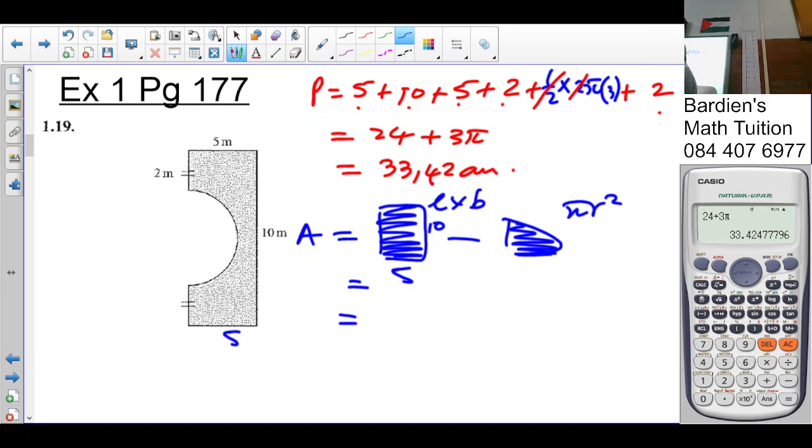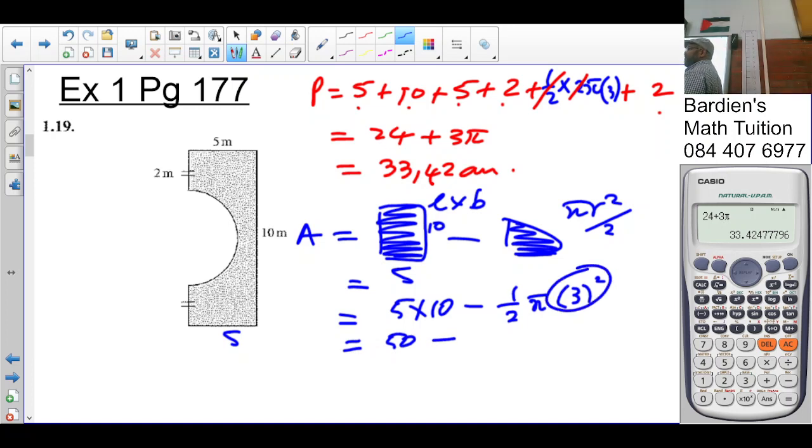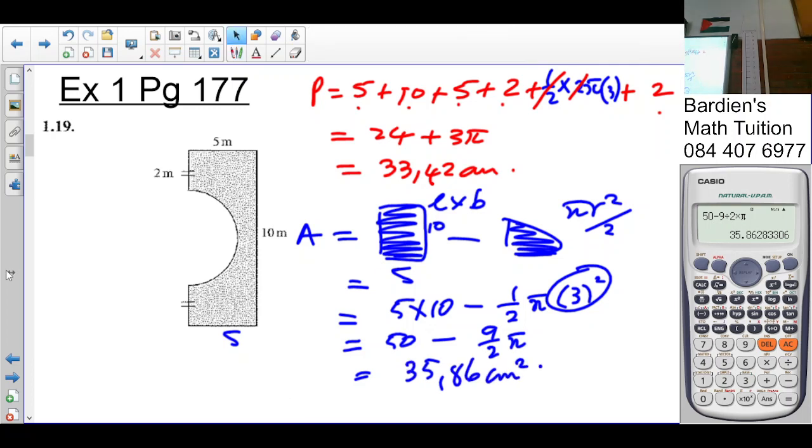So that would simply be 5 times 10 minus, this is divided by 2 now. So it's going to be half. What's my radius? 3 squared. So it's going to give you 50 minus 3 squared is 9. 9 times half is 9 over 2. That simply gives us 50 minus 9 divided by 2, which gives 35,86 centimeters. Okay.